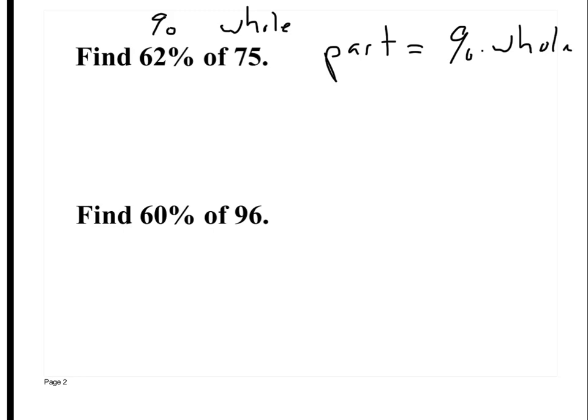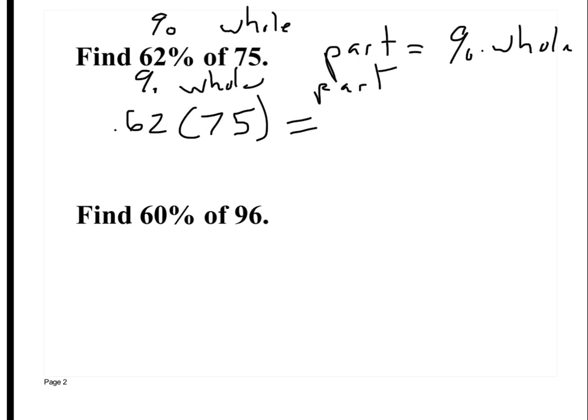So I take 0.62. Remember, I cannot multiply by a percent. What I have to do is change it to a decimal first, which all that means is moving the decimal two places. So I take 0.62 and I multiply it by 75. That gives me my part because this is the percent, this is the whole, so this is the part. 0.62 times 75 is 46.5. And that's my answer.